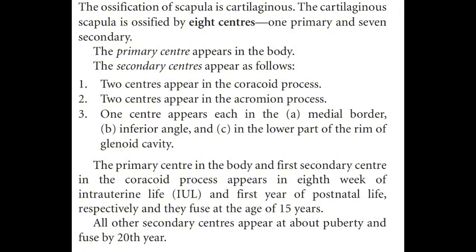Don't forget, 1 primary center is at the body, while the 7 secondary centers are scattered. You have 2 secondary centers in the coracoid process, 2 secondary centers in the acromion process, and the rest scattered between the medial border, inferior angle, and the lower rim of the glenoid cavity.